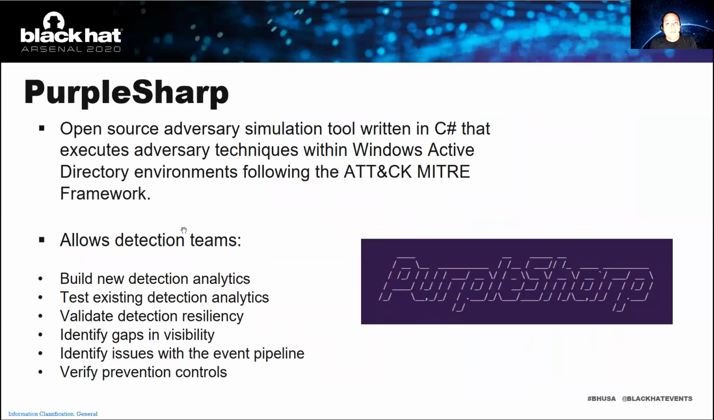So this is what PurpleSharp does. PurpleSharp is an open source adversary simulation tool written in C# that will execute adversary techniques within Windows Active Directory environments following the MITRE ATT&CK framework. I think that PurpleSharp can help teams in building new detections, testing existing detections, validating detection resilience, identifying gaps in visibility, identifying gaps with the event pipeline, and also, why not, verifying the prevention controls. By generating this telemetry, we can do all these things and identify issues in our detection program.